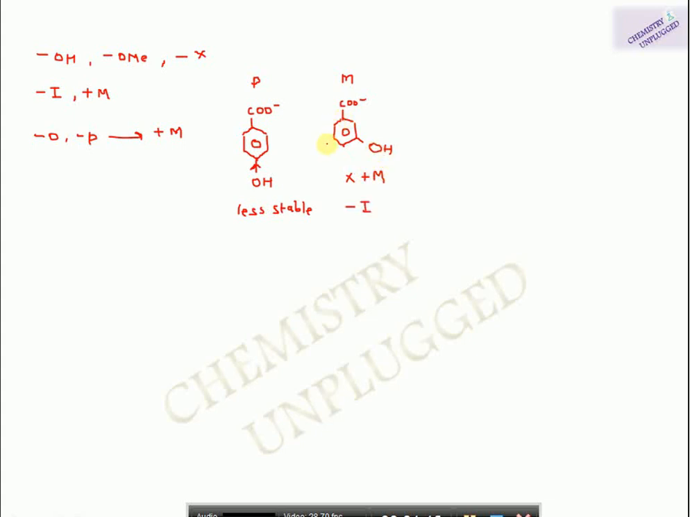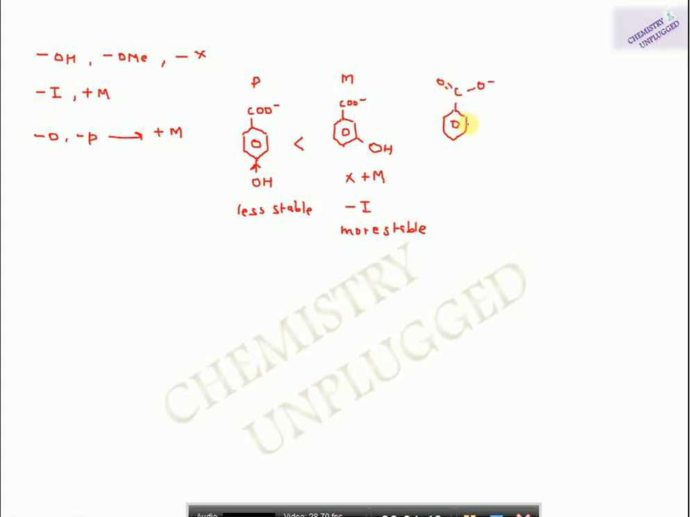So meta substituted is more acidic as compared to para, because at the para position it is showing a plus M effect, which is decreasing the negative charge of the conjugate base. Therefore, it is less stable in nature, and the meta position is more stable in nature. Therefore, meta substituted benzoic acid is more acidic in nature.